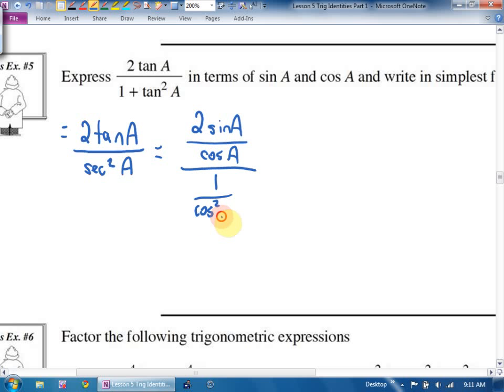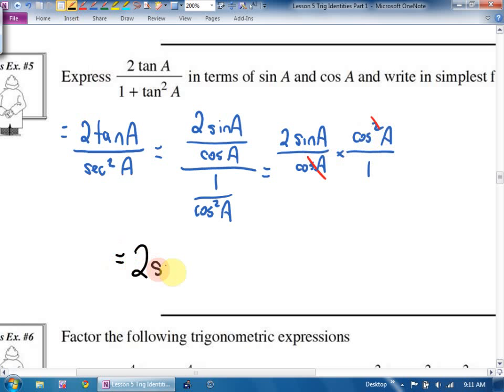And although this looks ugly, wait a minute. Isn't this one fraction divided by another fraction? Is that why you snuck this in last unit? How do I divide by a fraction? It's going to be 2 sine A over cos A times cos squared A over 1. Right? How many coses do I have on top? 2. How many on the bottom? How many left and where? And in fact, this simplifies to 2 sine A cos A.